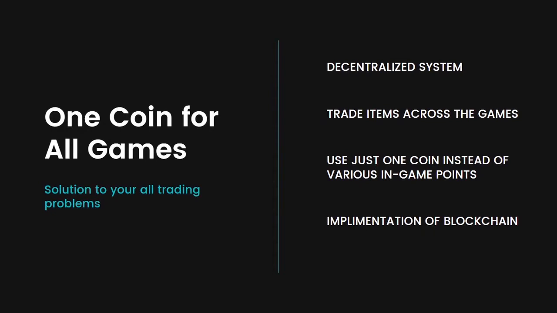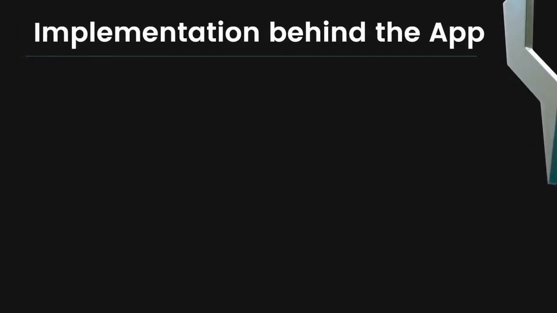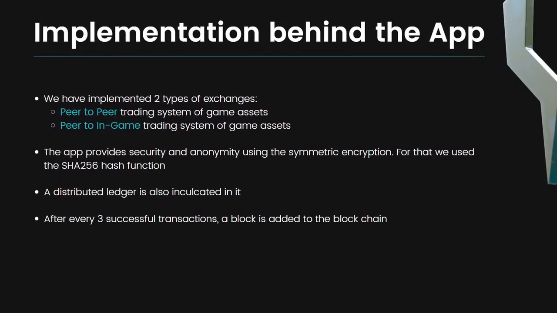Our universal game economy system has just one coin through which you can buy the game assets of the different games. The system is decentralized. You can trade items across the games. You have to use just one coin instead of various in-game points, and we have built this system using blockchain technology. Let's dive deeper into it.